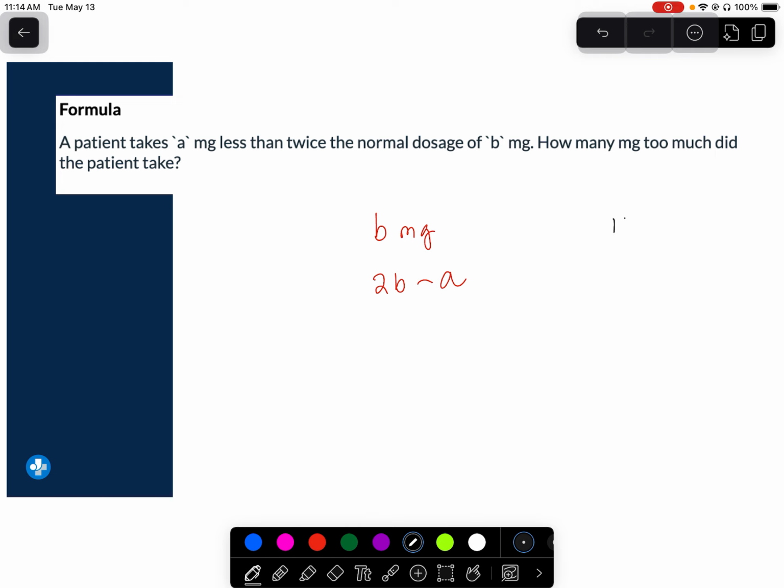Let's say we were supposed to take 10 milligrams. So twice that was 20 milligrams, but we are 5 milligrams less than twice the dose. So we really took 15 milligrams. Sometimes I put a number in its place, so then it kind of makes a little sense. So it's not a bad idea to put some pretend numbers in there. Okay, so how many milligrams too much did they take?